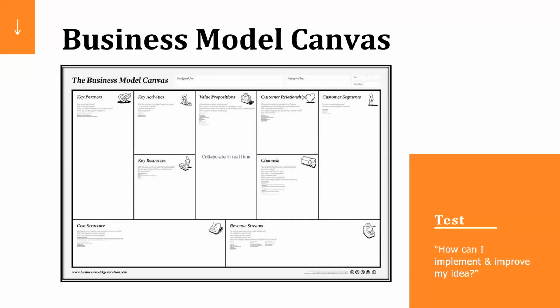So the three key parts that we need to fill out first from the perspective of design thinking are customer relationship, customer segment, and then value proposition. I see.